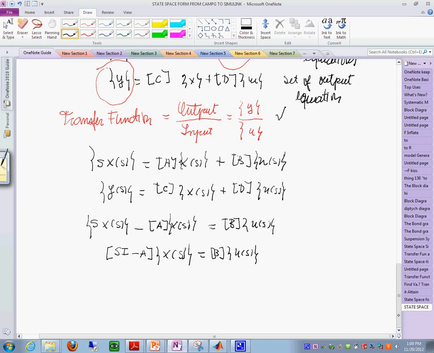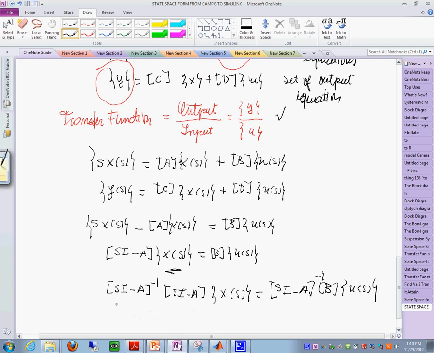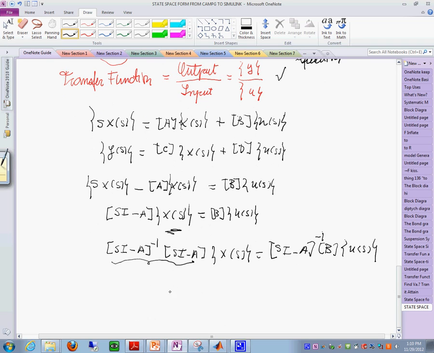Because we want to plug this into the output equation, I would not save any steps, but just multiply both sides by the inverse of this. So X(s) equals (sI minus A) inverse times B times U(s). What is this? One? Yeah, it is. No, he's right. And then you have X(s) equals (sI minus A) inverse times B times U(s).